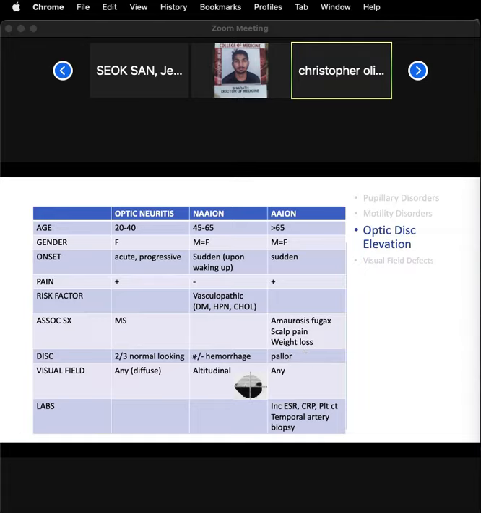Their disc is pale, so arteritic. For the non-arteritic, you do a perimetry study, that is the test for visual fields. One of the findings is the altitudinal field defect. So this is characteristic of non-arteritic anterior ischemic optic neuropathy. Because for optic neuritis, it can be any. And same for arteritic. So for non-arteritic, it's altitudinal. Okay? So this is a summary of the most commonly encountered optic disc elevation.